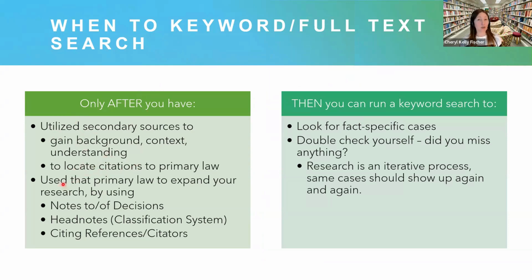After you've already used those initial citations to expand your research by using the notes to decisions in statutes, headnotes, citing references and citators for cases. Only after all that, then you can run a keyword search to look for fact-specific cases and to double check yourself. Did you miss anything? Remember that research is an iterative process, so the same cases should be showing up over and over again, and that'll help you know when you're done.